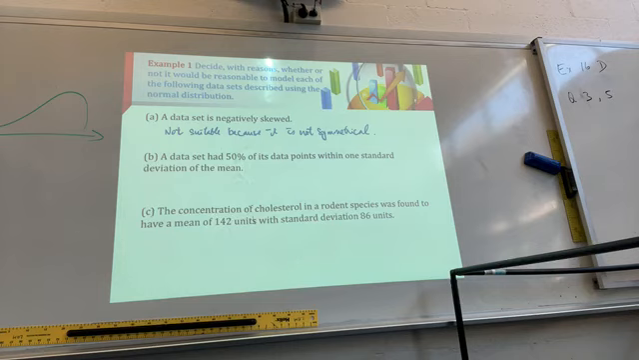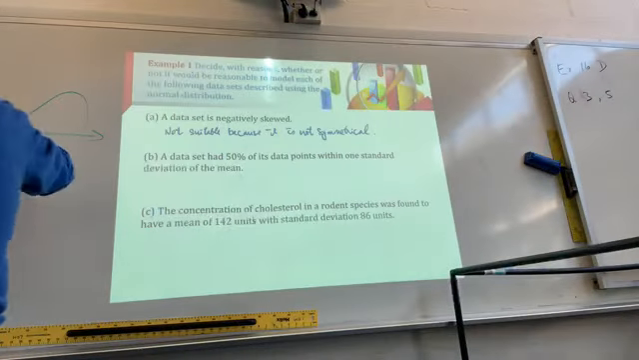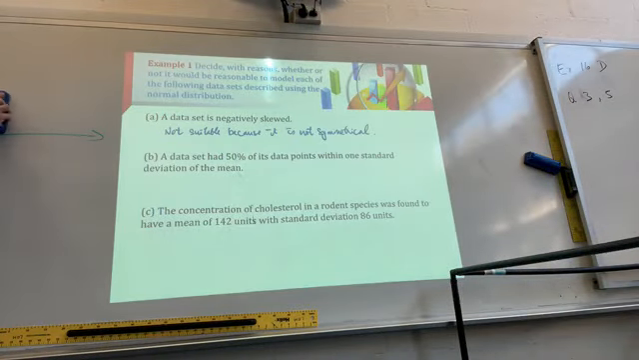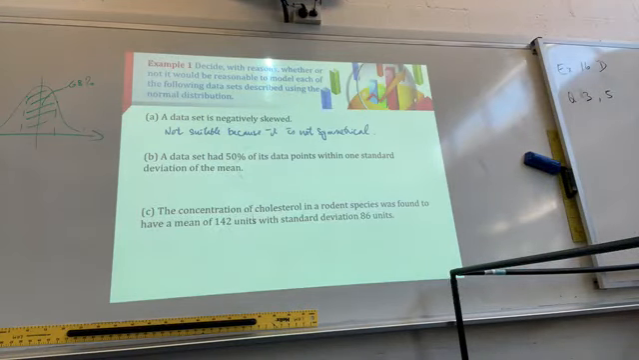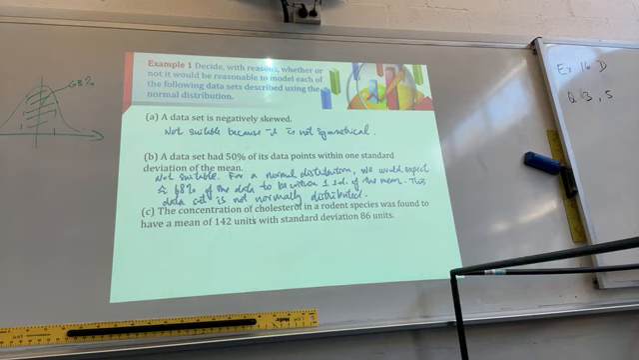Now, the next one. A data set has 50% of its data points within 1 standard deviation of the mean. So we know that for normal distribution, within 1 standard deviation of the mean, that should be 68%. Correct? And 50% is just way too small. If it is something like 67%, of course, that's fine. Or 69%, that's all right. So something like 50%, I would say that it's not suitable because it's too small. The proportion is not right.